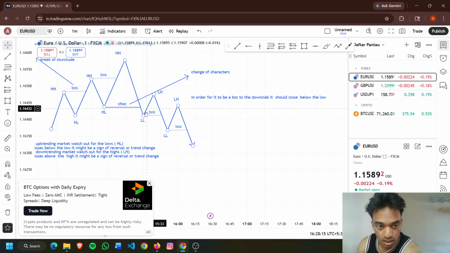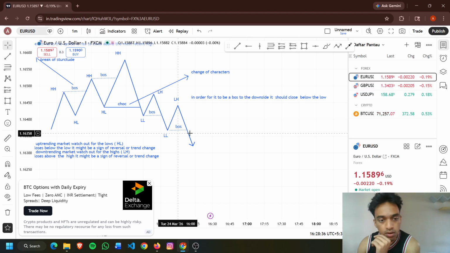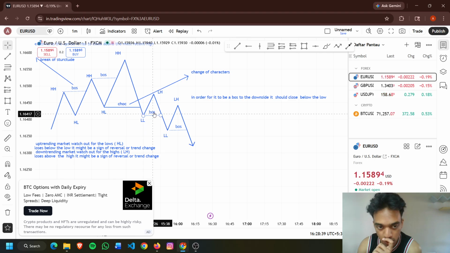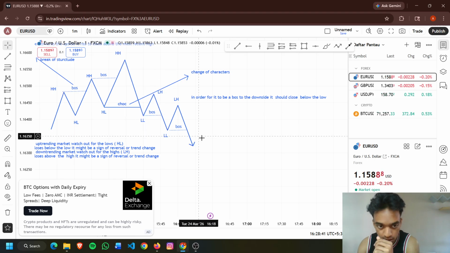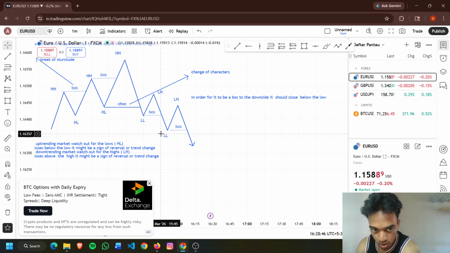And then when it created this lower low, then it formed a lower high, then it created a lower low again. This is the three-layer confirmation we need, so that we'll know the trend of the market has shifted. So when a lower low is broken, see, this became a downtrending market from here. When a lower low just broke, it is called a break of structure.